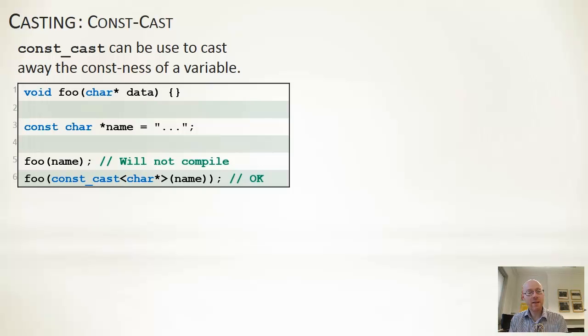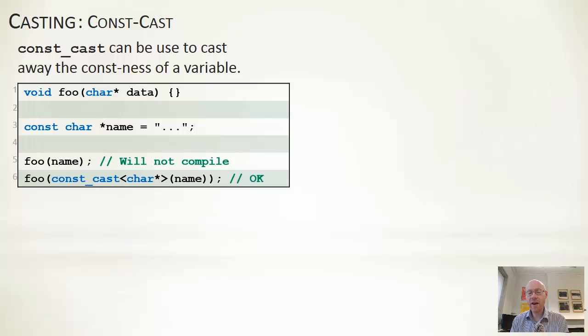So let's assume at line 1 we have a method foo. It takes in a character pointer. And in line 3 we have a character pointer, but it's constant, so it's name. So we effectively have a read-only name. It's a string, but the programmer has said, nope, this is constant. It is read-only. It is not to be changed.